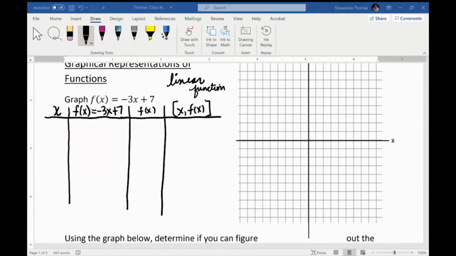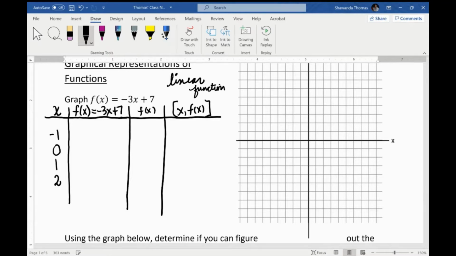Any number you want to plug in? 0, 1, 2, 3, 4. Okay, I agree with zero. Zero is nice, and one, I like one. I like to put in a negative number and a positive number. I want to know what's going on the left side of the y-axis, in the middle, and on the positive side of the y-axis. So what's probably the easiest negative number we can plug in? Negative 1. Yeah, let's try negative 1, and we'll do 2.